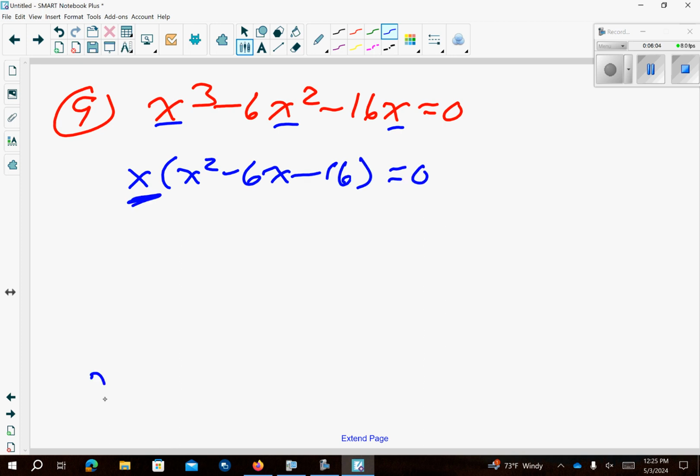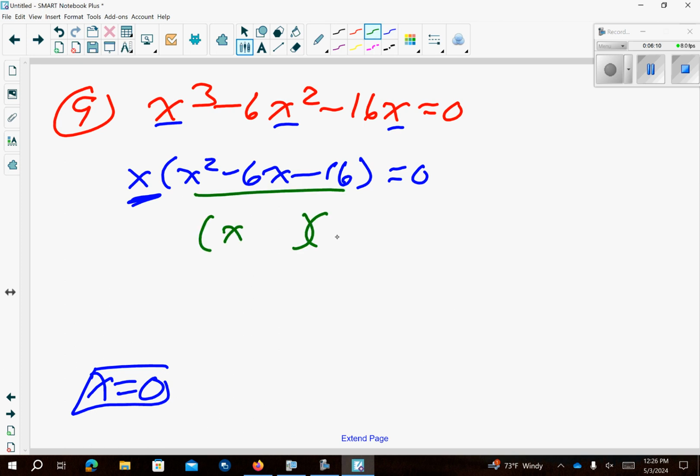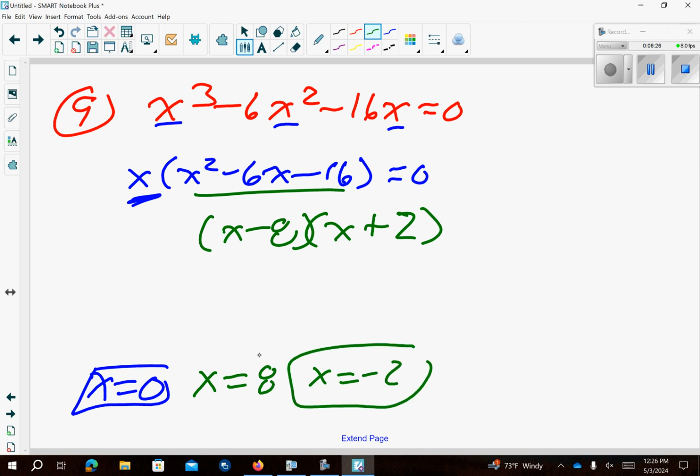So because of this, one of my answers is x equals 0. And then we can go ahead and factor this out. So what two numbers multiply together to give me negative 16, add together to give me 6, and that'd be negative 8 and positive 2. So I also have answers of x equals 8 and x equals negative 2. So all three of these are the answers: 0, 8, and negative 2.